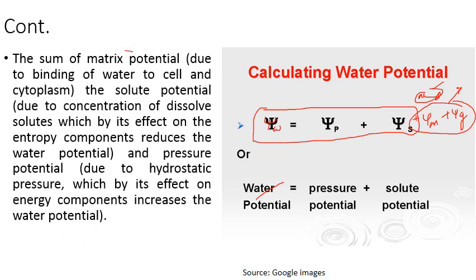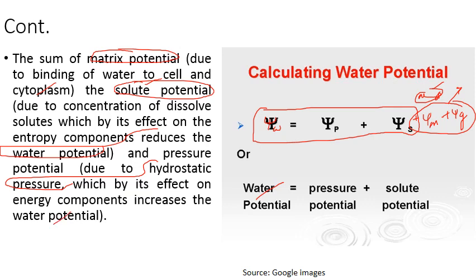So what is matrix potential? It is developed due to binding of water molecules to the cell and cytoplasm. So the water molecules bind in the cytoplasm of the cell, and the potential created because of that is called matrix potential. Then solute potential is the potential of solute that reduces the water potential, meaning how much the water potential is reduced, that is called solute potential. And then pressure potential, which is the hydrostatic pressure, developed from the entry of water, which by its effect on the energy component increases the water potential.